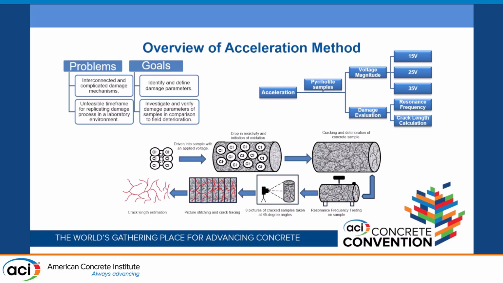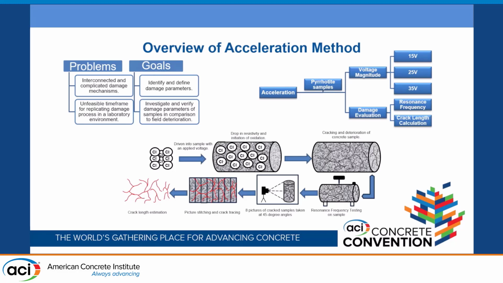Now let me talk about the whole mechanism behind my acceleration method. What we did is we drove chlorides. Chloride ions were the catalysts we used in this acceleration process. We drove chlorides into the concrete samples through a method very similar to the rapid chloride penetration test. So when we drove chlorides into the samples, oxidation and cracking occurred, and then we found a way to assess this damage over time.